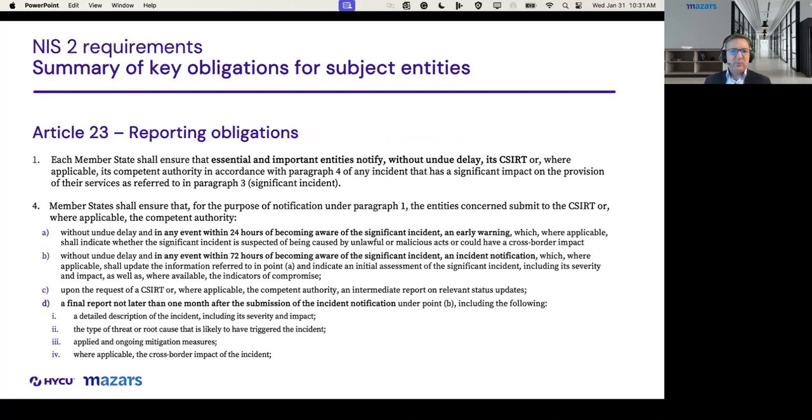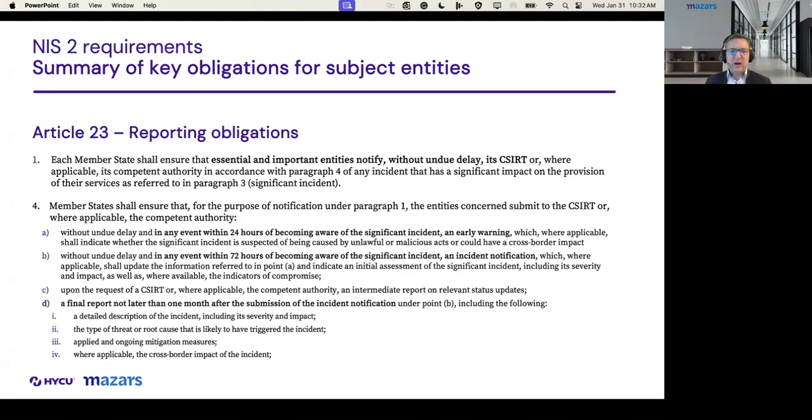Next article that's important for you guys is going to be reporting obligations. So basically, you will need to notify without undue delay the CIRT. This is the National Incident Response Team, right? In Slovenia, the CIRT is also the CERT team. This depends on the different countries, but the main facts that I just wanted to point out in bold before is everything needs to be reported without undue delay, and then in any event within 24 hours of becoming aware of the significant incident, you need to issue an early warning, which means you don't know what's going on yet, but you need to let them know like, hey, something's going on, we're investigating. This is within 24 hours.